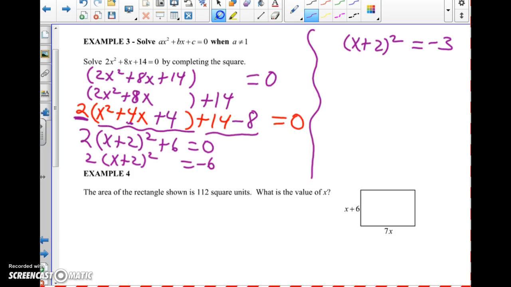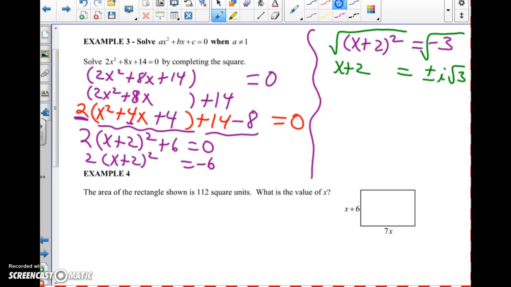And what's the next thing we're going to do? Square root both sides, right? Square root both sides. So here we go. Square root. Okay. So now you get what? X plus 2 equals, okay, now what's that going to be? I square root 3. What are you getting? Plus or minus, right? Plus or minus I square root 3 is right.